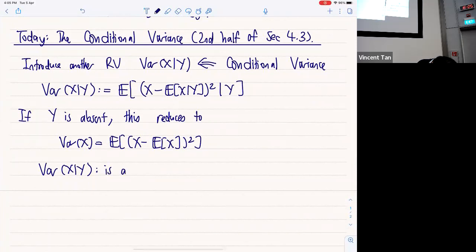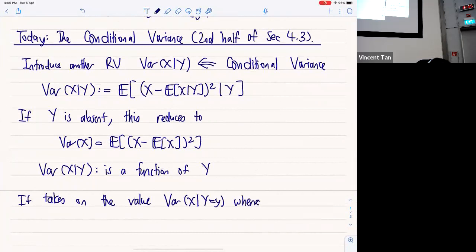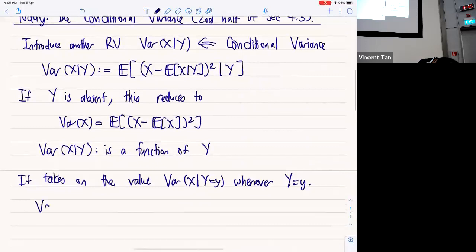This is a function of y. And it takes on, just like the notion of the conditional expectation, the value given by the variance of x given y equals y whenever y takes on the value y. And what is this notion of variance of x given y equals y?